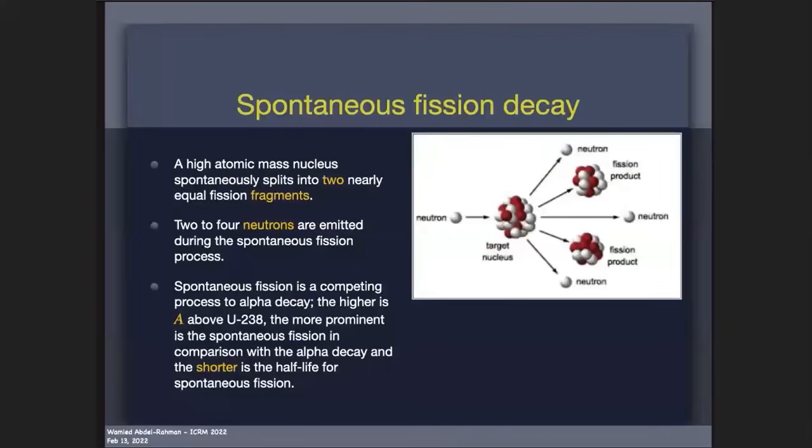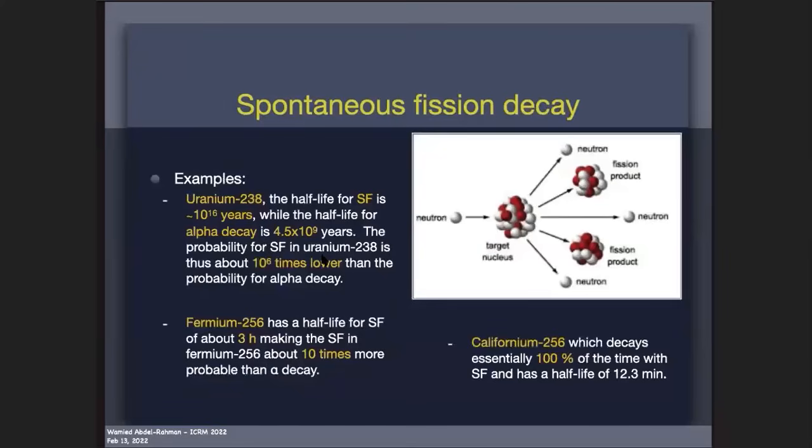And then we have spontaneous fission. So basically, a neutron is captured by a massive nucleus, and the nucleus will then split into two or more large nuclei, and maybe neutrons come out from this decay. This decay scheme competes with alpha decay, since it's usually present for high Z nuclei, and the higher the A, the more predominant is the spontaneous fission in comparison to alpha decay.